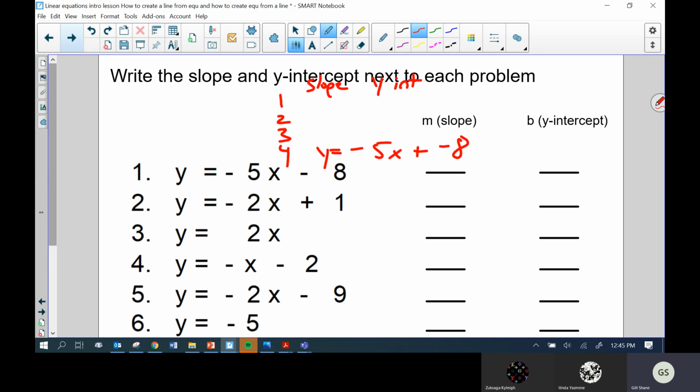That's -5. What number is in front of the x? Number 1 is 2. What's in front of the x in number 6? There's no x term, right? So if there's no x, the slope is 0. The y-intercept is determined without the x. It is easy.